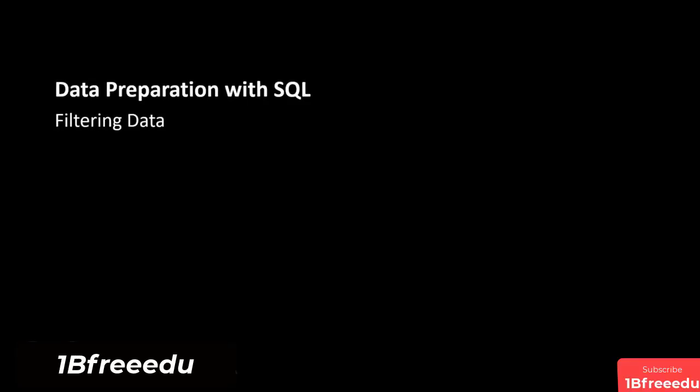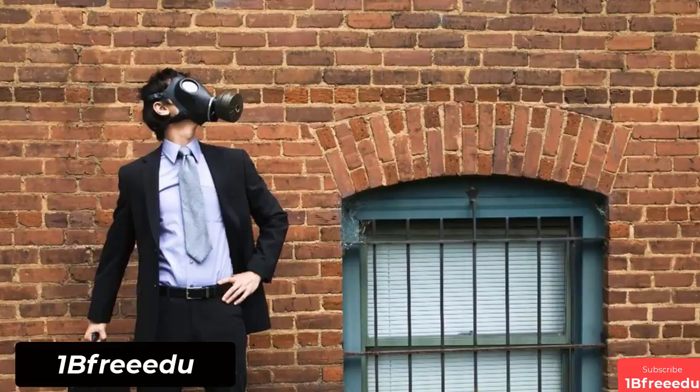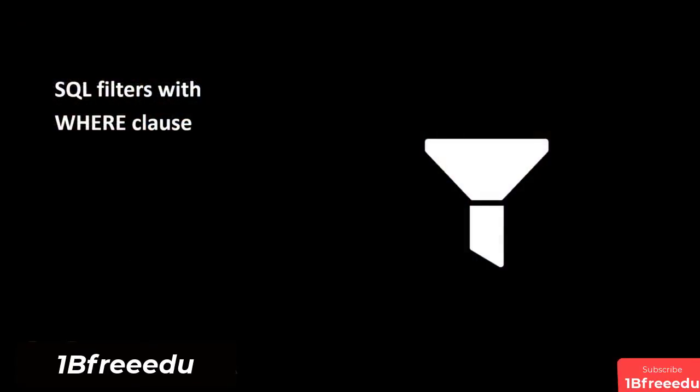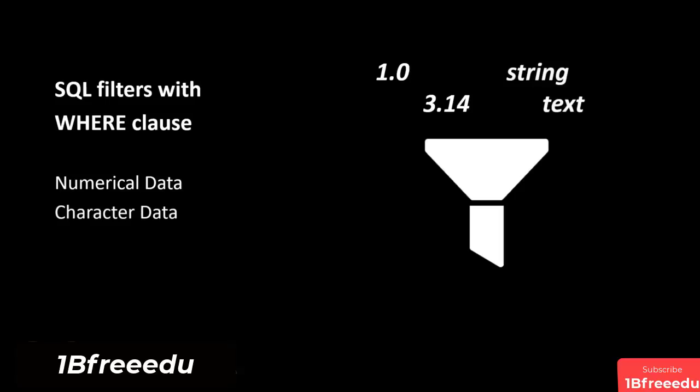Filtering data. A common task in data science work is filtering data so we can work with just the data we're interested in. With the where clause, we can filter numerical and character data. Where clause can contain several filters combined with the Boolean logic.